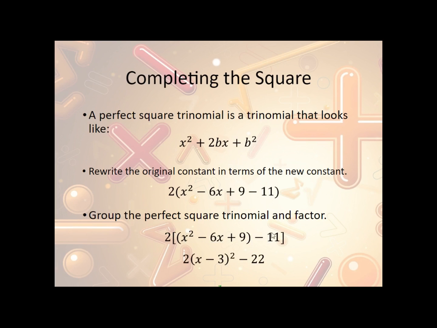And then we take this part and we just need to distribute the 2 back to it. So 2 times negative 11 is negative 22. So we get 2 times x minus 3 squared minus 22.